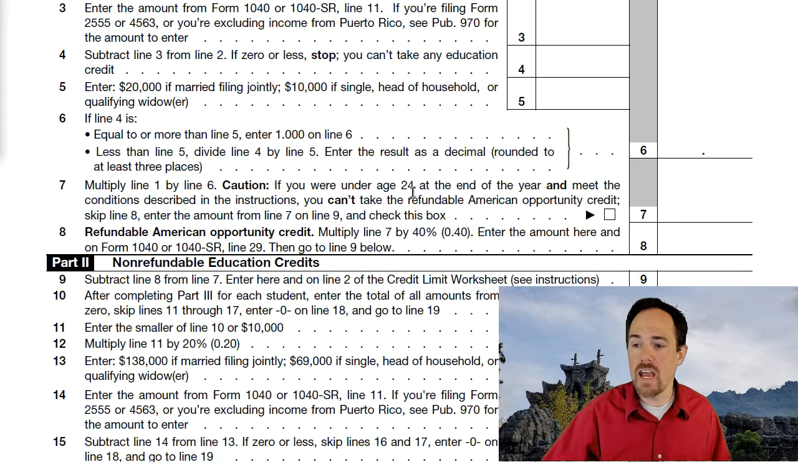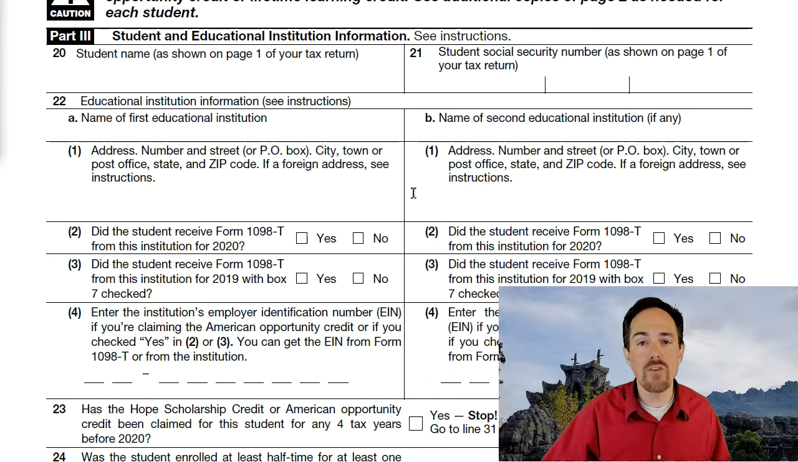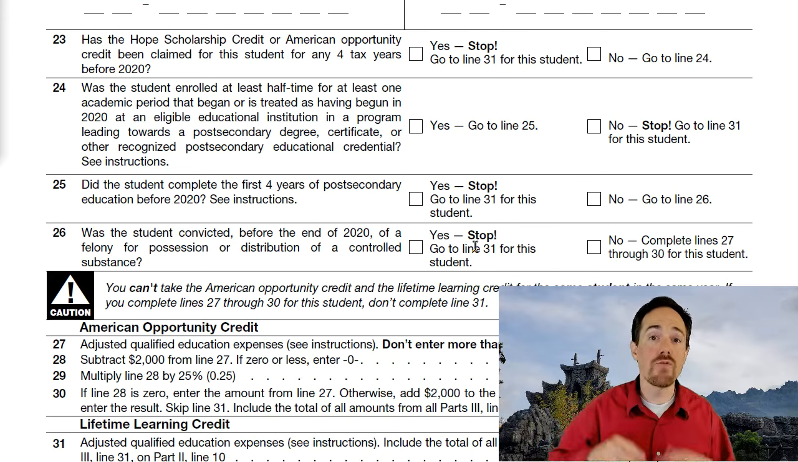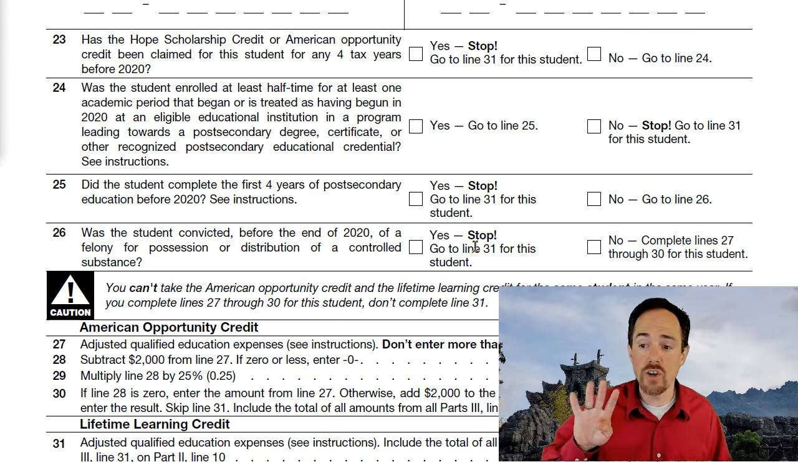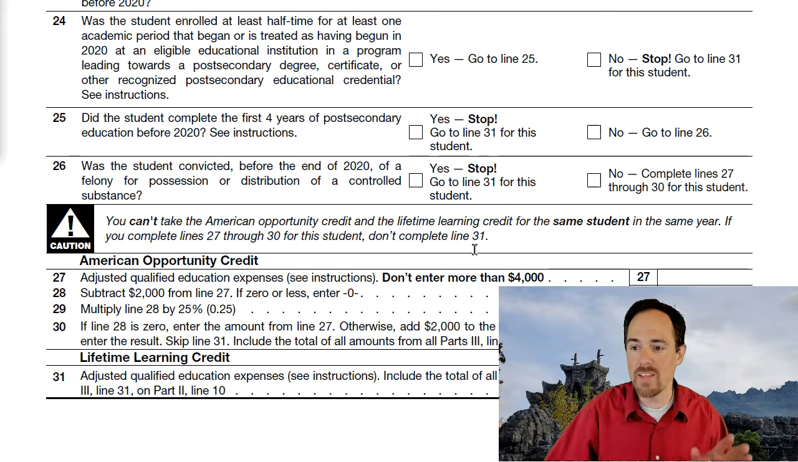On the education credits page, Form 8863, you will fill out on page 2 the name of the student and the educational institution. You will mark the boxes that say that you have not already claimed this credit 4 times, that you have not already graduated with a 4-year credit or degree, and that you have not been convicted of a felony drug possession during the year or at any time before the end of the year.